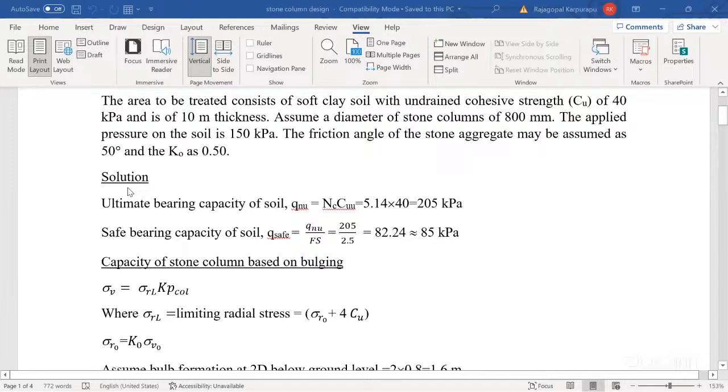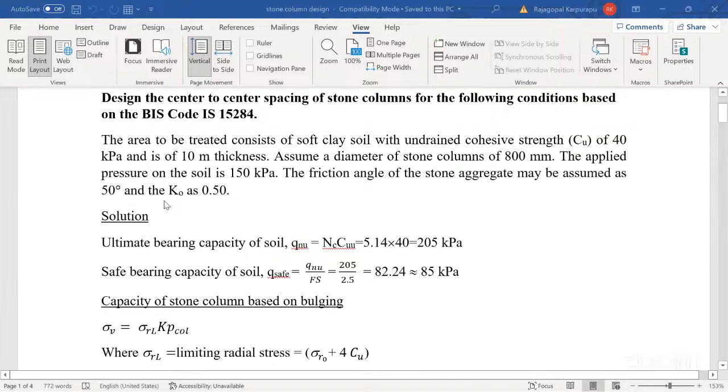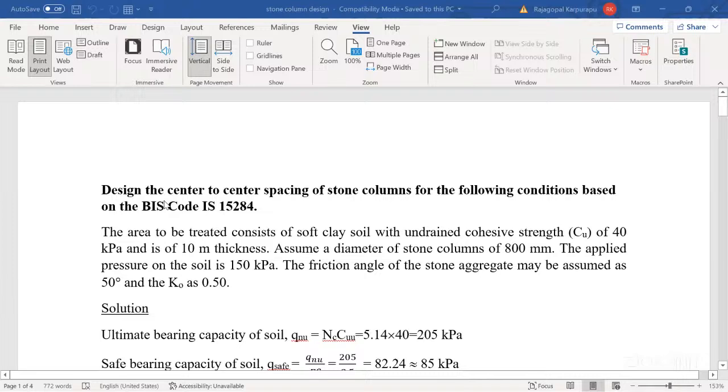If not, I will share this once again. Basically, let me just explain to you. So we have a soil that has undrained cohesive strength of 40 kPa and 10 meters thick. And we want to provide a stone column of diameter 800 mm. The applied pressure on the soil is 150 kPa, and the friction angle of the stone aggregate is 50 degrees, and the K naught is taken as 0.5.